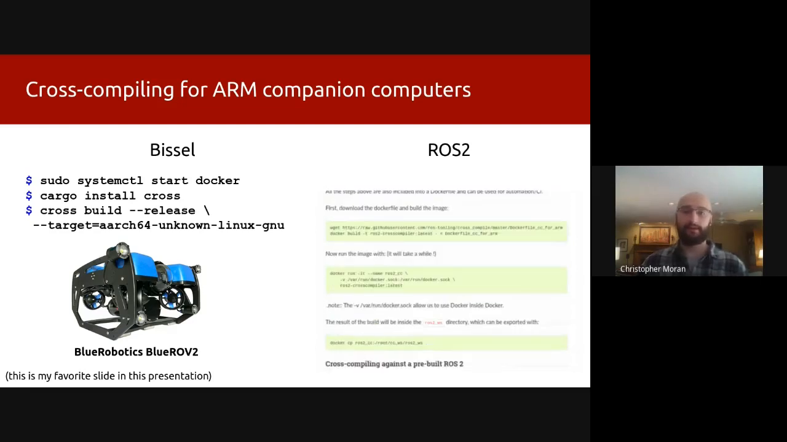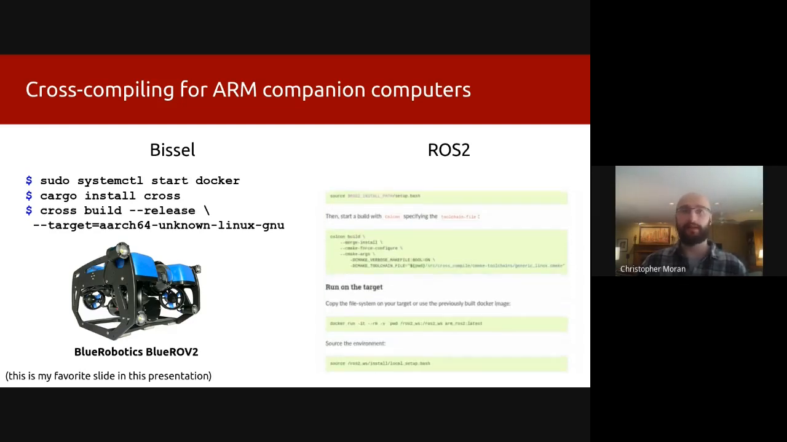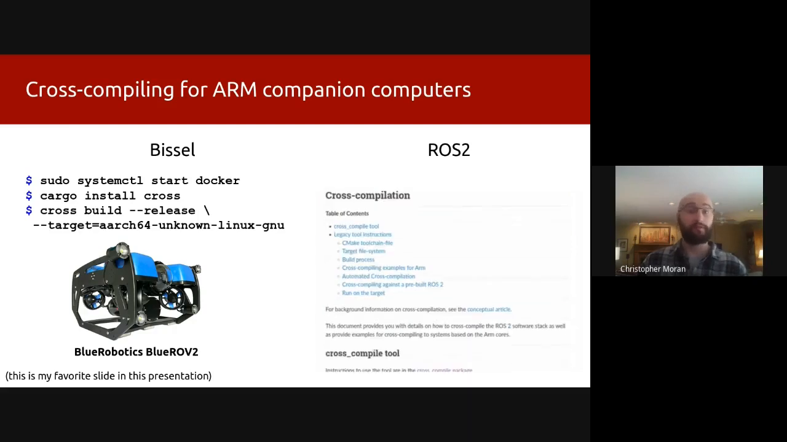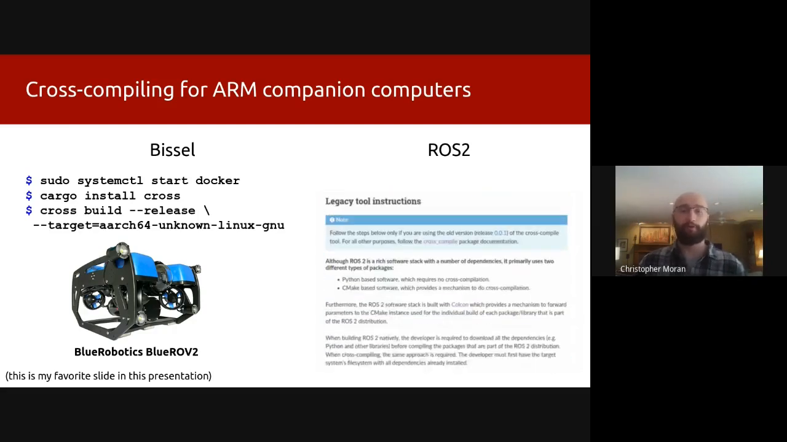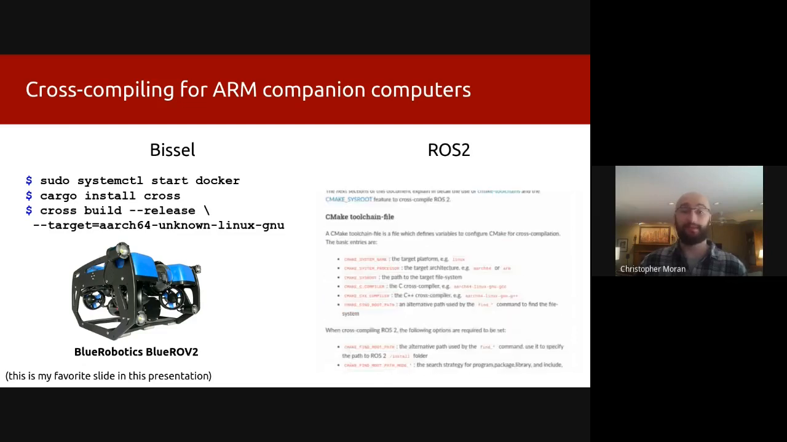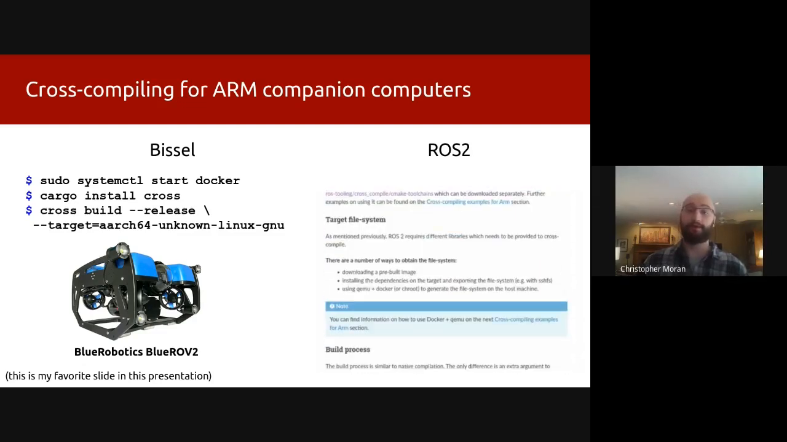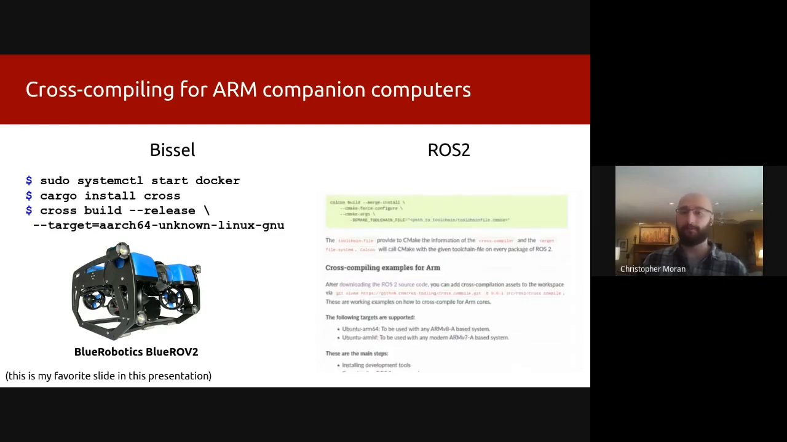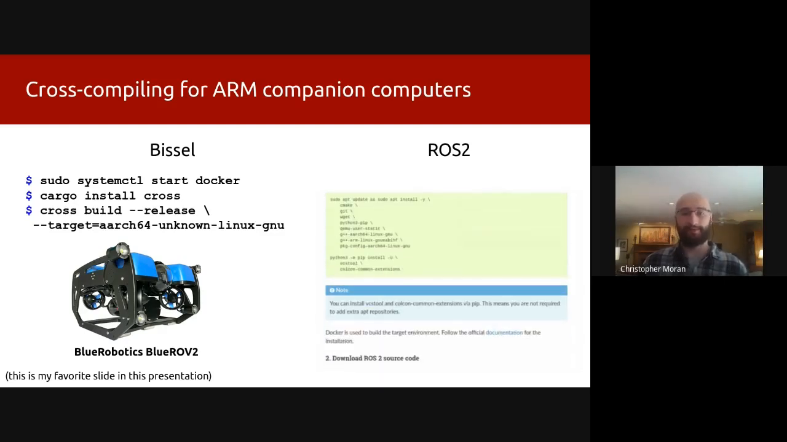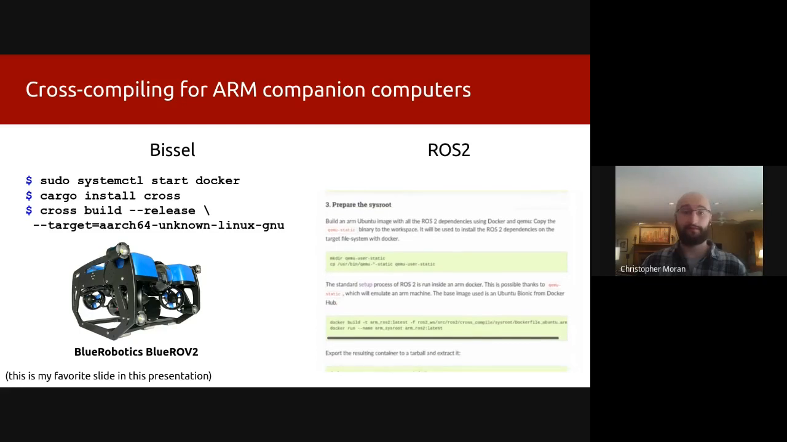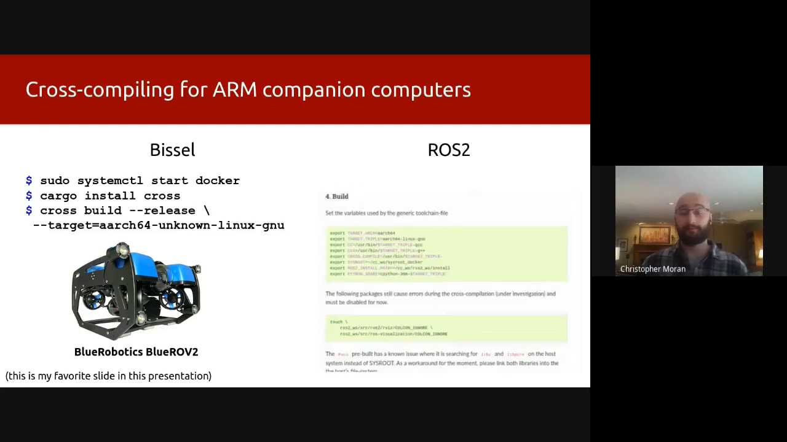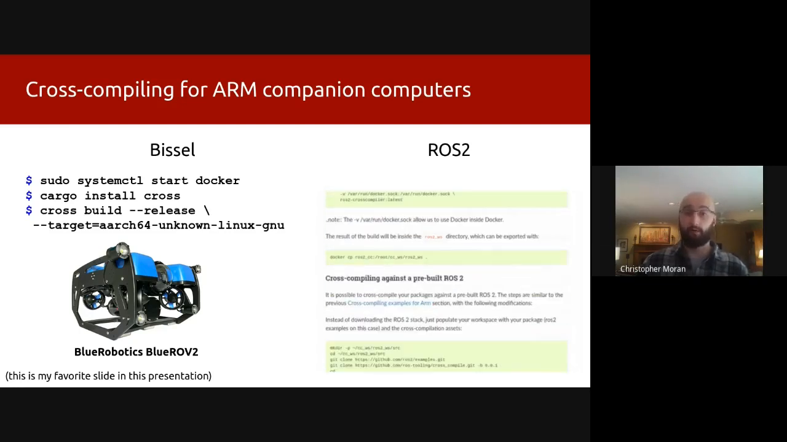Because on the right-hand side, you have the directions for cross-compiling code using the ROS framework. And this is ROS2, which is actually more ergonomic than ROS1 in terms of its build systems. It takes about 20 seconds to scroll down that page, requires setting a bunch of environmental variables, and is generally pretty complicated in itself.